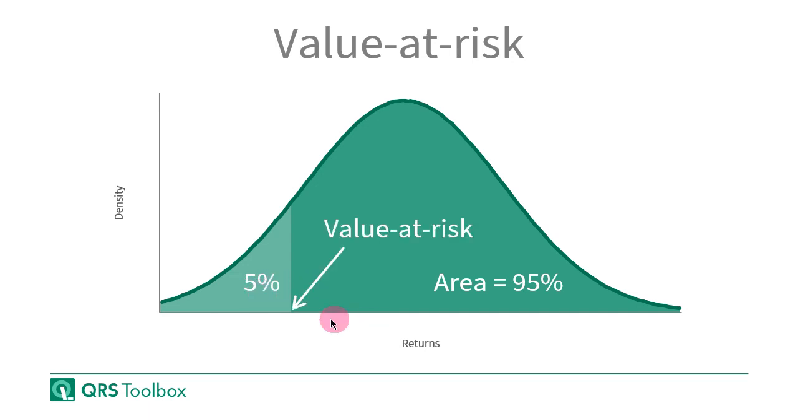Then value at risk, or VAR for short, is the return that separates the two areas. In this case, VAR is the worst possible return that happens 95% of the time. I'll repeat, VAR is the worst possible return that happens 95% of the time. The 95% is called the confidence level. It doesn't have to be 95%. It could be 90% or 99% or some other percent. Regardless, VAR would simply be the return that separates the two areas.